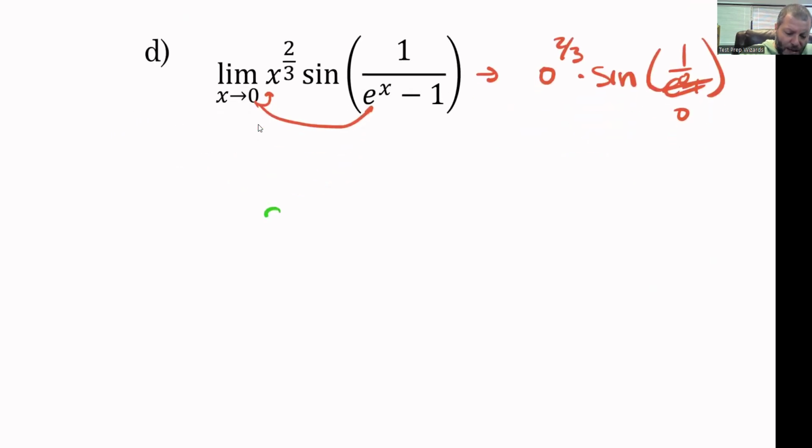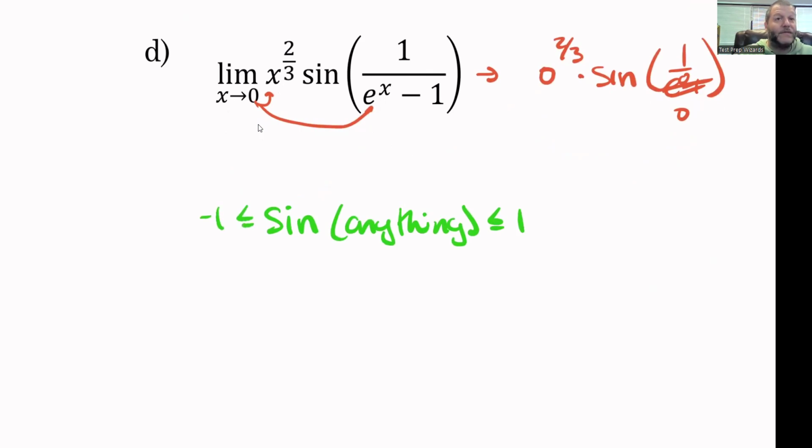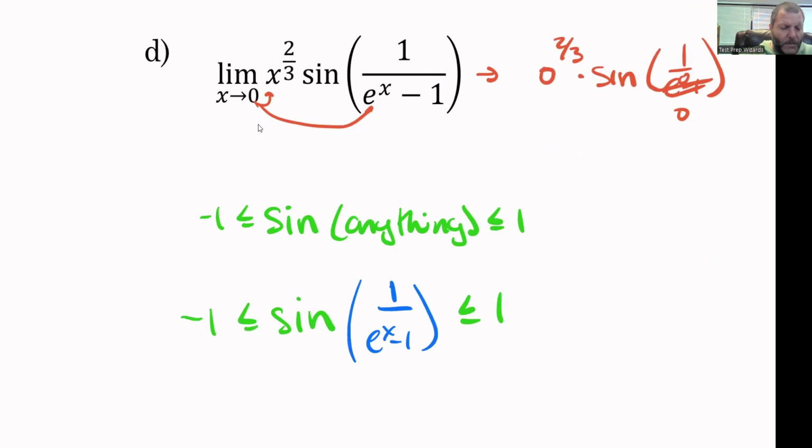We know that the sine of anything is going to be bound between positive and negative 1. That's the range of sine. So 1 over e to the x minus 1 counts as an anything. So we'd say that the sine of 1 over e to the x minus 1 is going to be bound between positive and negative 1.